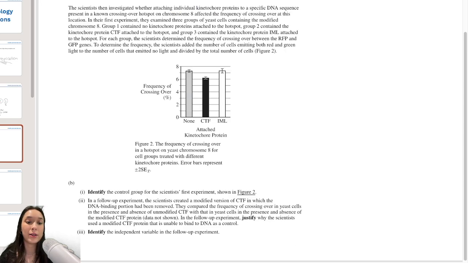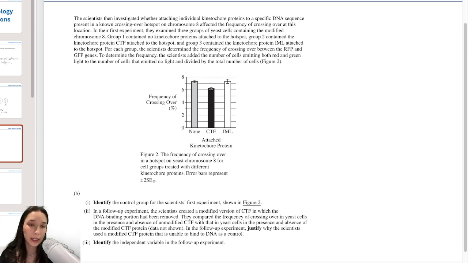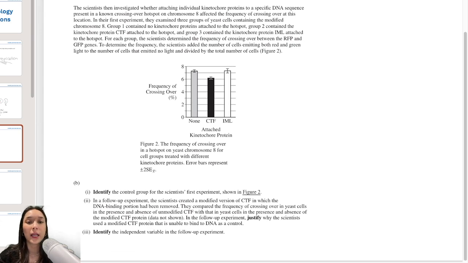And then moving on, you have another graph here. And in addition to the question, it says the scientists then investigated whether attaching individual kinetochore proteins to a specific DNA sequence present in a known crossing over hotspot on chromosome 8 affected the frequency of crossing over at this location. In their first experiment, they examined 3 groups of yeast cells containing the modified chromosome 8. Group 1 contained no kinetochore proteins attached to the hotspot. So right here, they're giving you the parameters of the experiment. So group 1, no kinetochore proteins. Group 2 contained kinetochore protein CTF attached to the hotspot, and group 3 contained kinetochore protein IML attached to the hotspot. You don't need to know anything about these proteins. They're just telling you that those are the conditions.